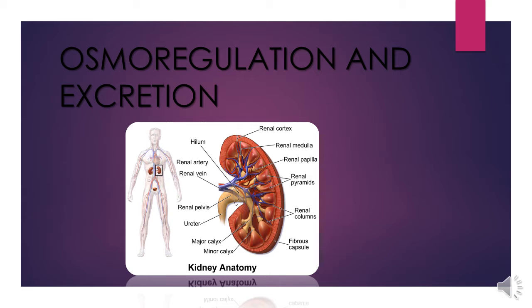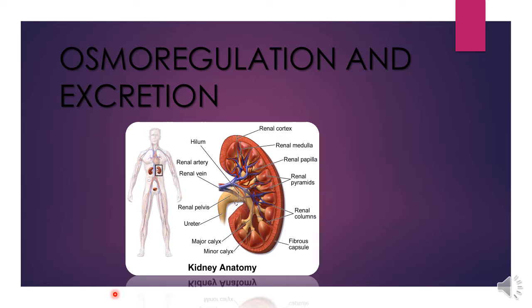Osmoregulation can be defined as the processes by which organisms control solute concentrations and water balance within the body. Excretion can be defined as the removal of nitrogenous metabolites and other metabolic waste products from our body. In many animals, excretory and osmoregulatory systems are linked structurally and functionally.